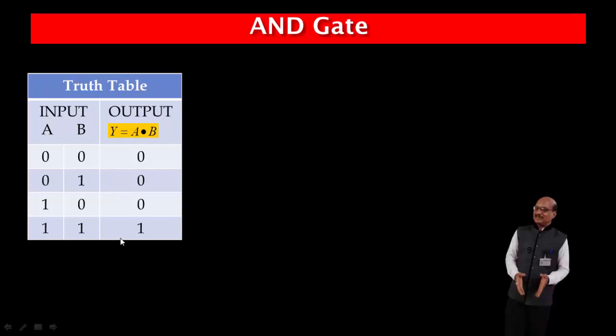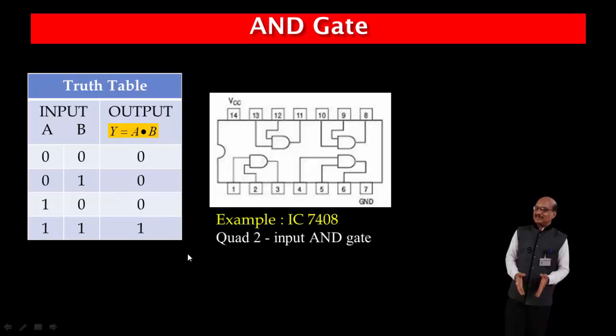Here we see that the output is high, meaning 1, when both the inputs are high. If any one of the inputs goes low or both the inputs go low, the output is low. So in this way we define the AND gate or AND operation. In case of AND, the output is high only when both the inputs are high, otherwise it is low.